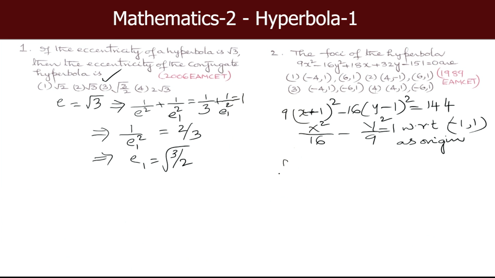So, what are the foci? Plus or minus ae, 0. a square plus b square is a square e square: 16 plus 9 is 25, that is a square e square. So, ae is 5. So, plus or minus 5, 0 with respect to (minus 1, 1) as the origin. So, in the given coordinate system, what are they? Add the x and y coordinates of the new origin to the coordinates of the foci: 5 minus 1 is 4, 1, and minus 5 minus 1 is minus 6, 1. So, these are the foci in the given system.